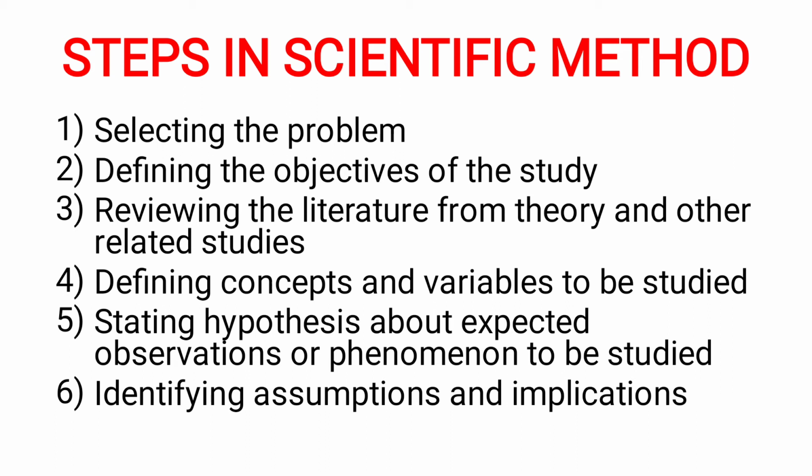Defining concepts and variables. So you have to do operational definitions, and you have to identify the independent variable, dependent variable, extraneous variables and all for your study. Then stating hypothesis about expected observations or phenomena to be studied. So what is the relationship between an independent and dependent variable, or in which direction the study will be going. That and all you have to state in the hypothesis. Either you can frame a null hypothesis or a research hypothesis. Mostly in scientific method you will be framing a research hypothesis rather than a null hypothesis, because it is scientific and you will be conducting mostly experiments and all.